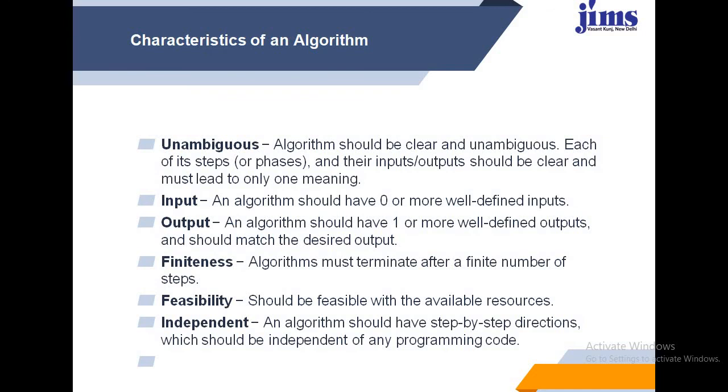So these are the main characteristics of the algorithm. First, your algorithm should be unambiguous. Second, if it has input, it should be clearly defined. Second is output, also clearly defined. Finiteness means a finite number of steps should be there. Feasibility, and then independent. So these are the characteristics of your algorithm. Next.